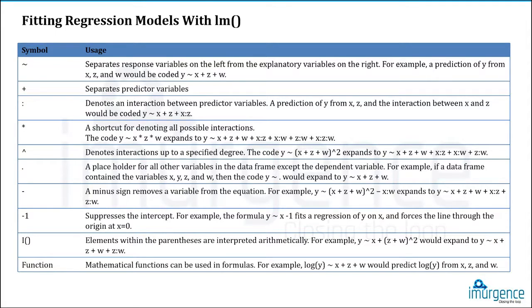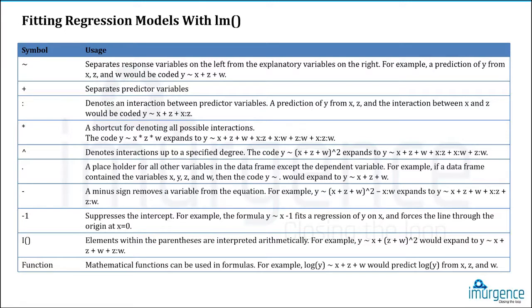So the code y tilde x asterisk z asterisk w expands to y tilde x plus z plus w plus x colon z plus x colon w plus z colon w plus x colon z colon w, right? Something closer to a polynomial function. Now if you use a caret, it denotes interaction up to a specific degree. The code y tilde, bracket, x plus z plus w, bracket close, caret 2 expands to y tilde x plus z plus w plus x colon z, that's interaction, plus x colon w, that's interaction, and z colon w, that's again an interaction, right? So you can use it in this way also as a shortcut.